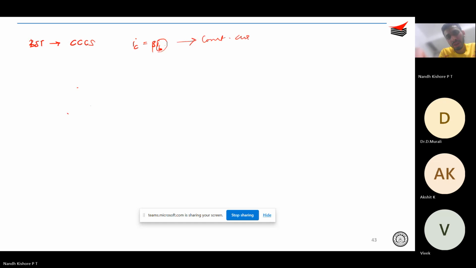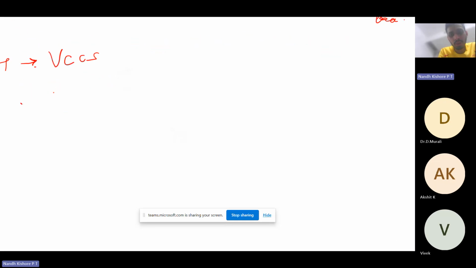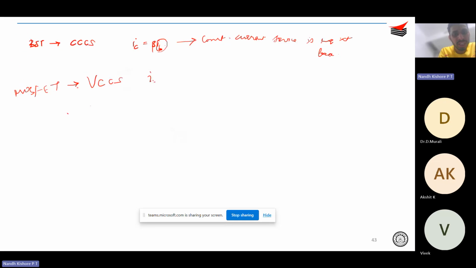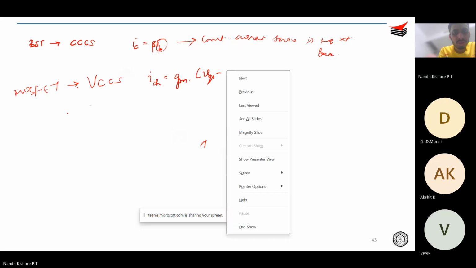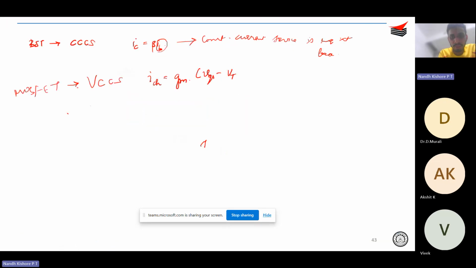Constant current source is required at base. Whereas if you consider an FET or a MOSFET, it is a voltage controlled current source. So the channel current is given by the transconductance into (VGS minus VTH) the whole square. So you know that if you maintain VGS, the channel current will flow.